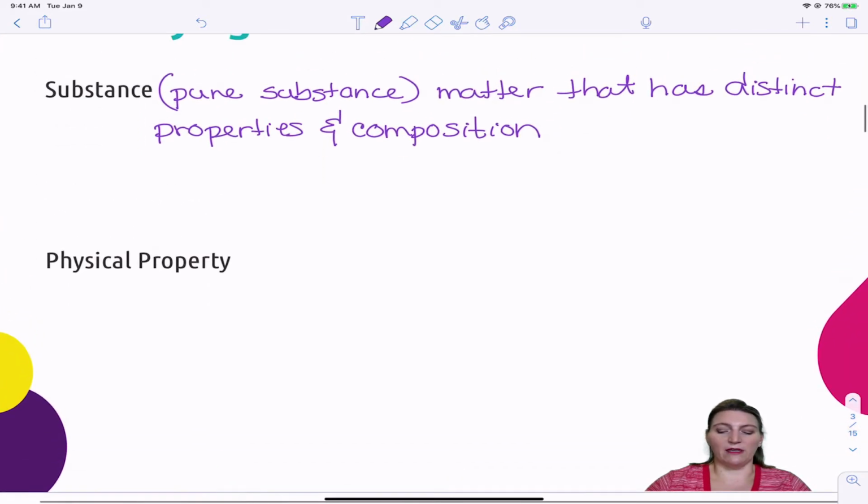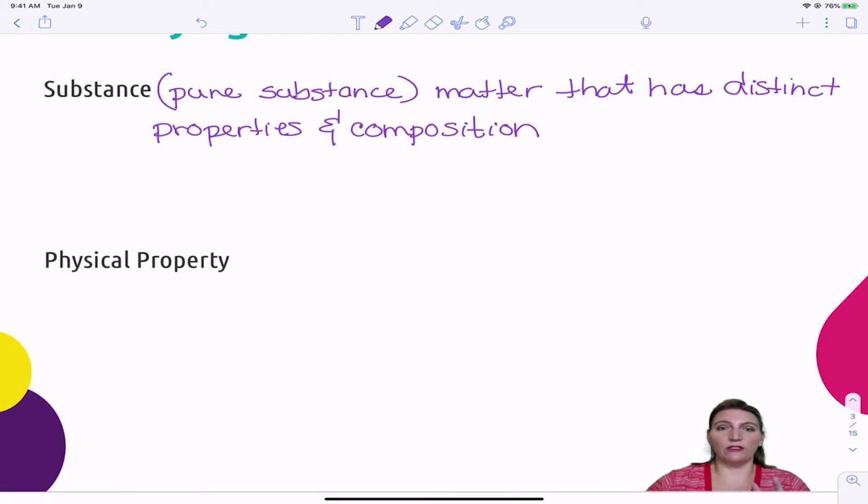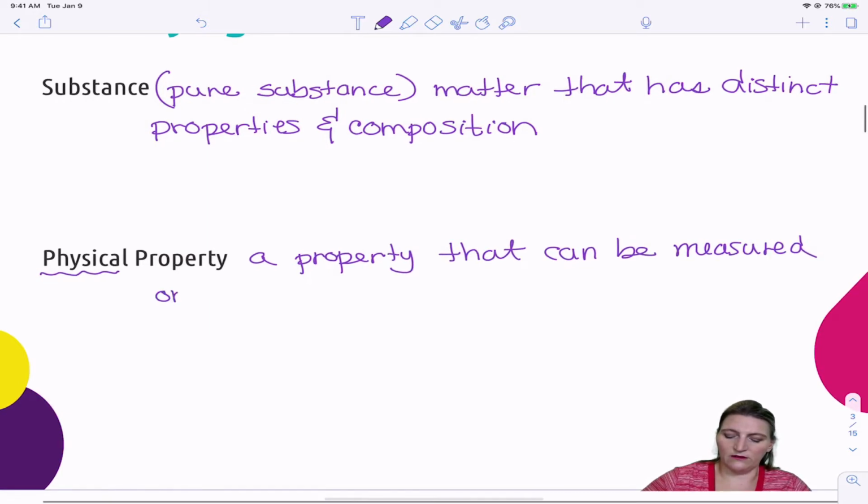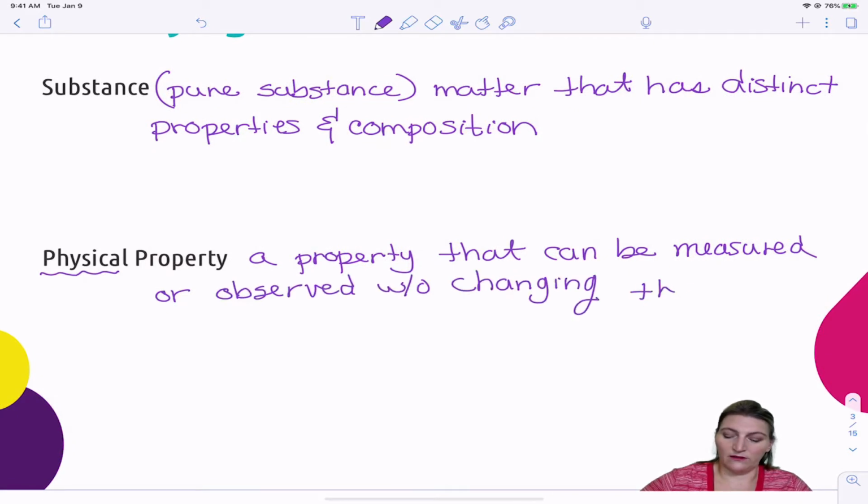So we said that substances have distinct properties. We're going to talk about two different types of properties. Right now we're going to talk mainly about physical properties. So what is a physical property? Well, first of all, its opposite is going to be a chemical property. We'll go over that definition in another video. But a physical property is a property that can be measured or observed without changing the composition of the substance.